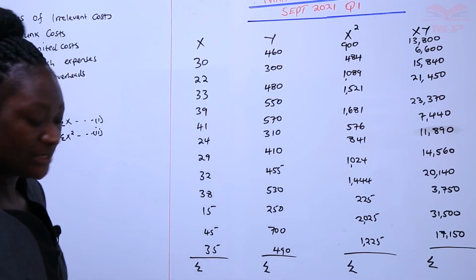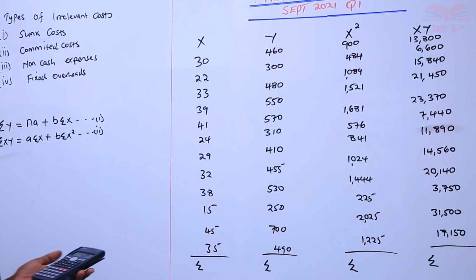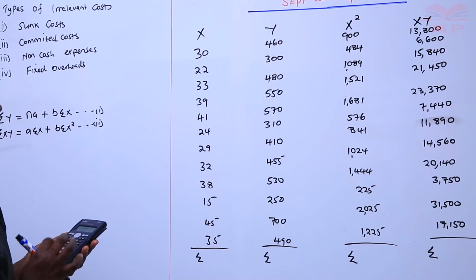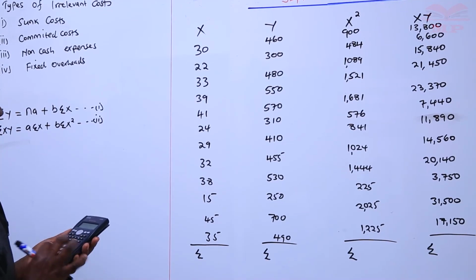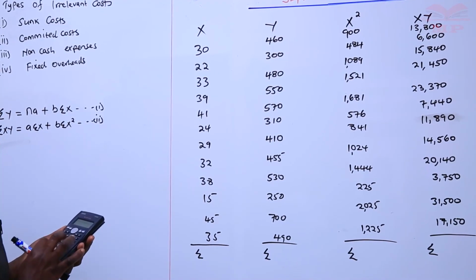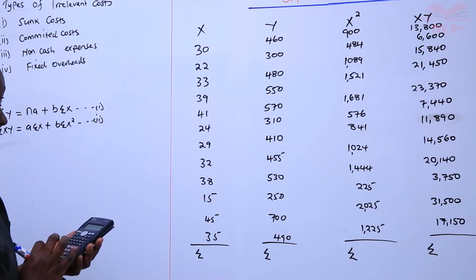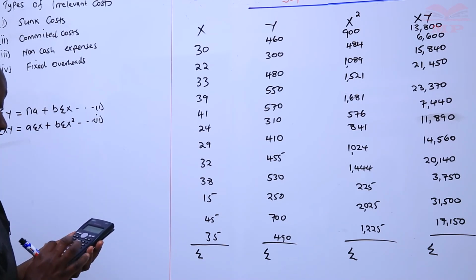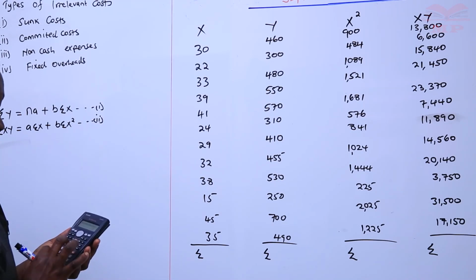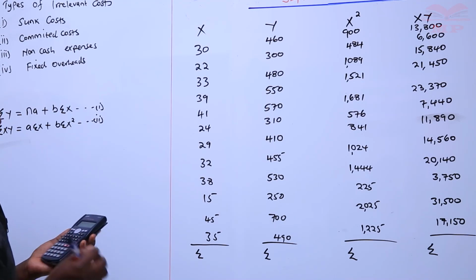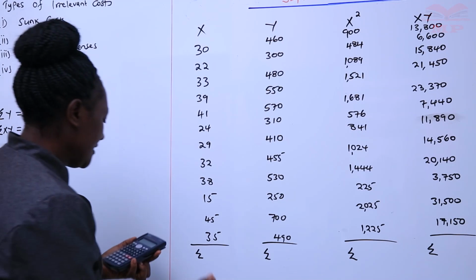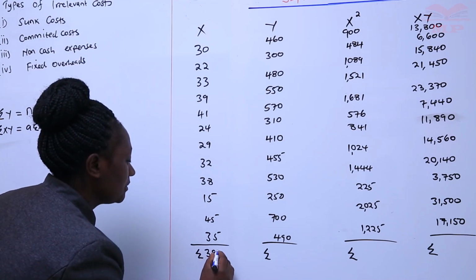And sum simply means we are adding the values, beginning with the x column. So we have 30 plus 22 plus 33 plus 39 plus 41 plus 24 plus 29 plus 32 plus 38 plus 15 plus 45 plus 35, and the total is 383.